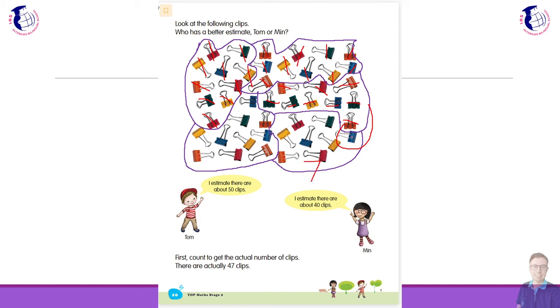So it's a little bit easier if you're doing it on a piece of paper. You can tick them off as you go. So the correct number should be 47.